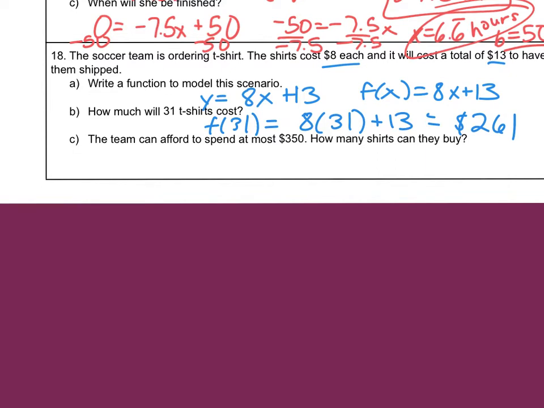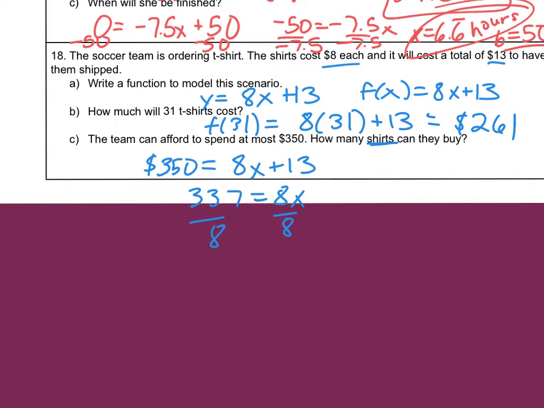And if they only have $350, so that's why, right? We're not solving for the amount of money, but if we know the amount of money, set that equal to my equation and solve for shirts, which was x. So subtract 13, 350 minus 13 is going to give me 337 equals 8x. Divide by 8, divide by 8.